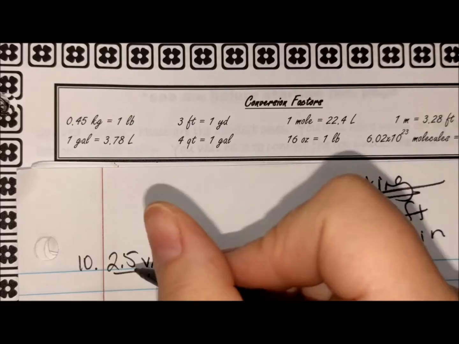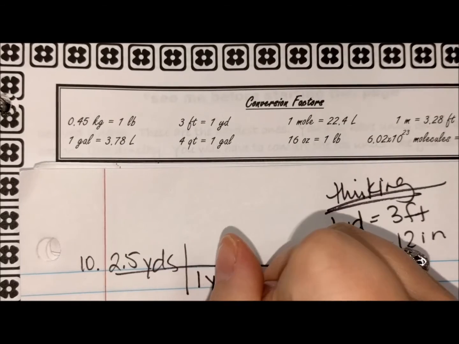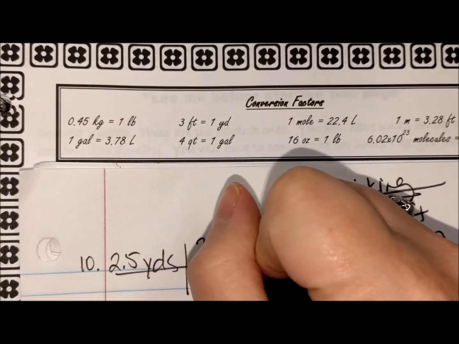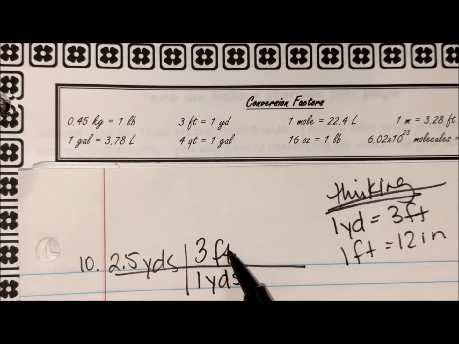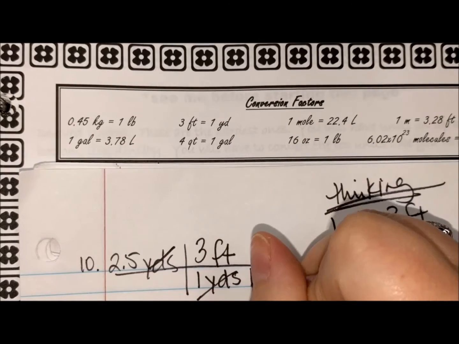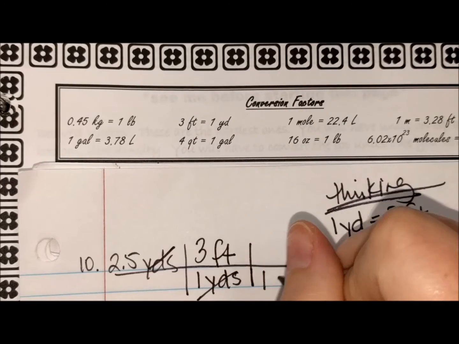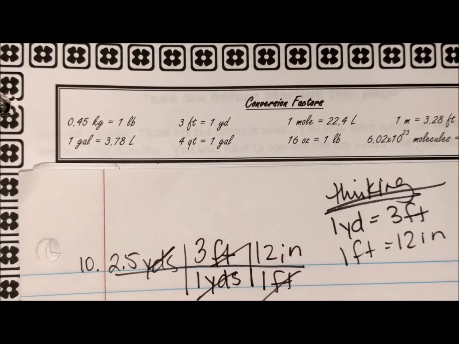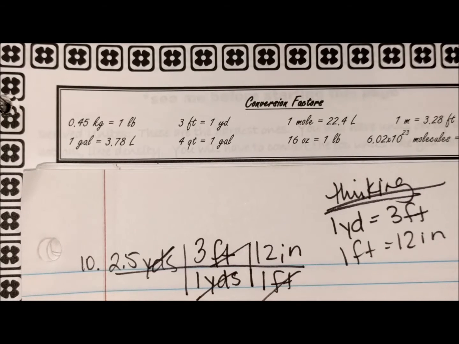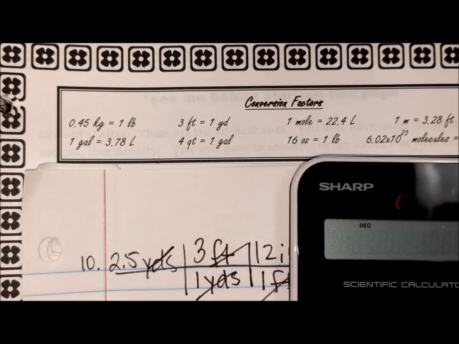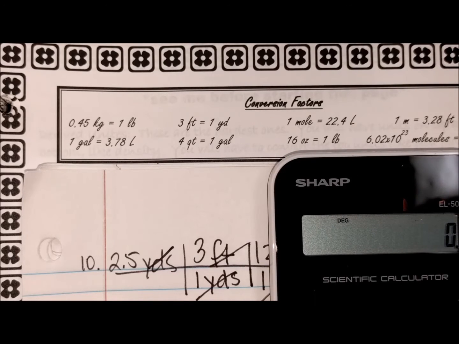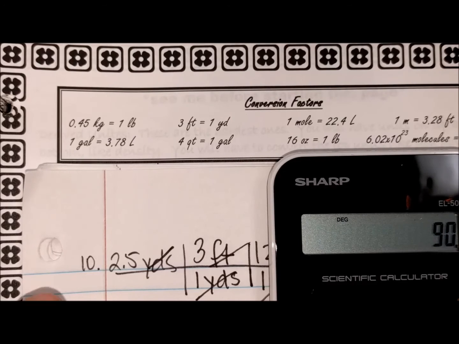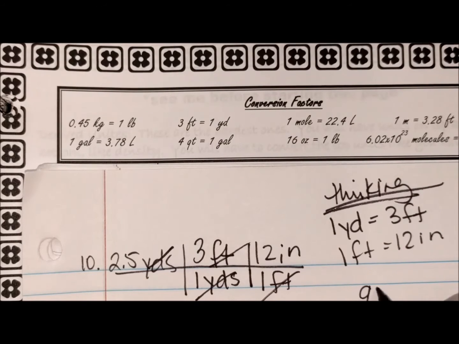Okay, so I'm given yards. On the bottom goes yards. In 1 yard, there's 3 feet. My yards cancel. I know that in 1 foot, there's 12 inches. And so, again, my feet cancel. So for the math on it, you're going to do 2.5 times 3 times 12. That's divided by 1 divided by 1. Your answer would be 90 inches.